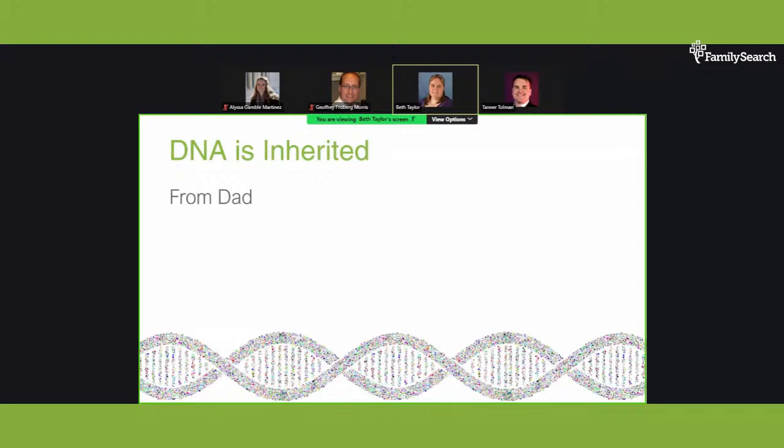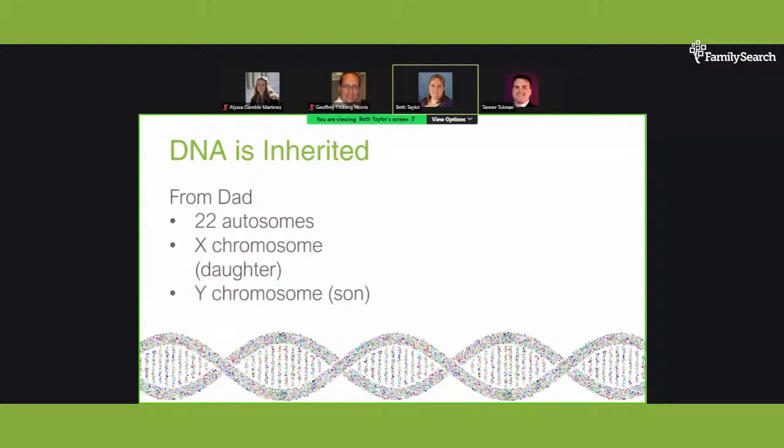So your DNA is inherited along specific routes. From your dad, you get 22 autosomes. We talked about the 23 paired chromosomes, and 22 of them are numbered autosomes. And then if you're biologically female, you get an X chromosome from dad. And if you're biologically male, you get a Y chromosome from dad. From mom, again, you get 22 autosomes. So you get half of your DNA from dad and half from mom.